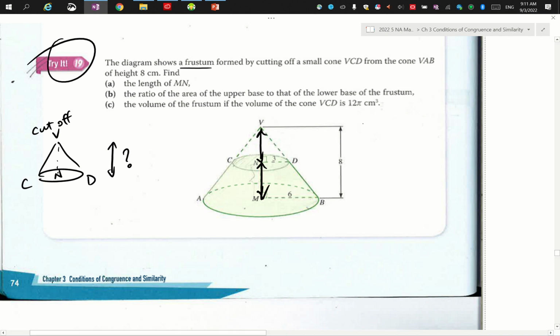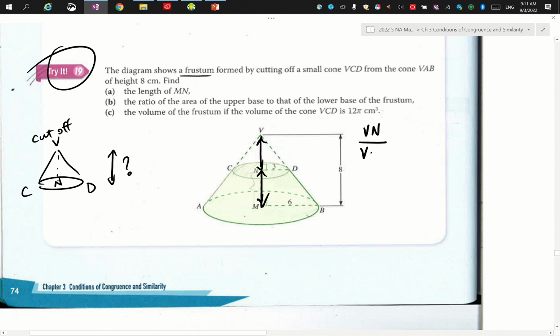Our objective now is to find VN. So VN divided by the corresponding height, which is VM. Small height divided by big height has to be equal to small radius, so that is ND, divided by big radius, MD. You actually can go ahead and substitute in values over here already, but I'm just putting down the names so that it is clearer for you when you do your revision.